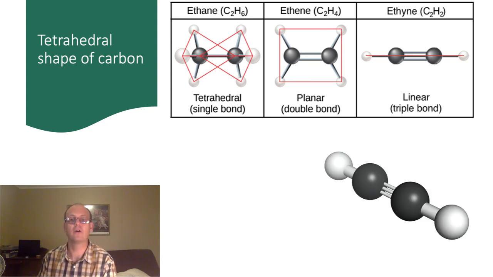Ethine, also known as acetylene, has a triple bond between its two carbons. As a result, the two atoms around each carbon atom space themselves out maximally to form a linear molecule.